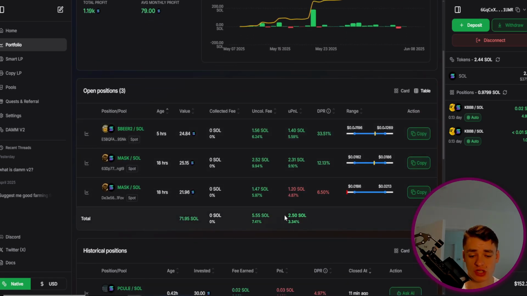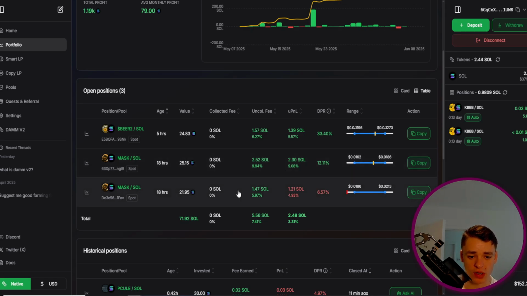Scrolling down to the current open positions, we can see the size of them, how old they are, and a ton of information: uncollected fees, the unrealized profit and loss, so the overall position. We can see 1.5 Sol in fees here, but overall this position is down because it looks like it has dropped out of range. But this one, which is a range set just below it, probably a bid-ask curve or spot, is actually massively profitable.